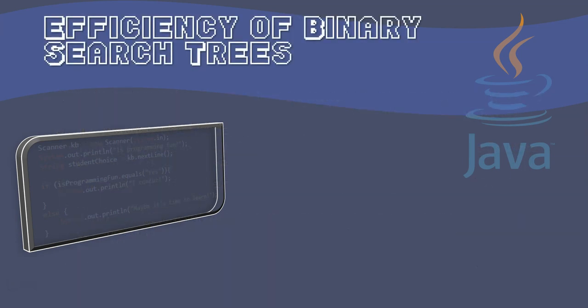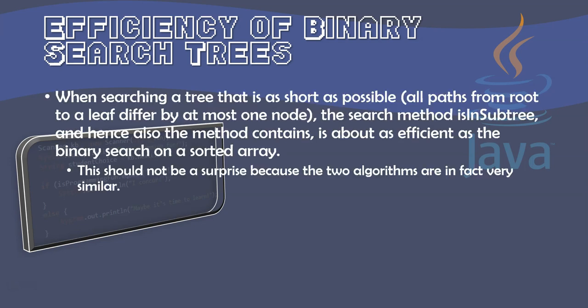Now, let's put that aside for a minute and actually look at the efficiency of these binary search trees. When you're searching a tree that is as short as possible, notice all paths from the root to a leaf differ by at most 1 node. For the search method isSubtree, and hence also the method contains, this is about as efficient as a binary search on a sorted array.